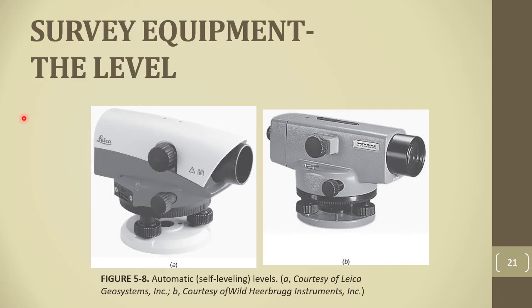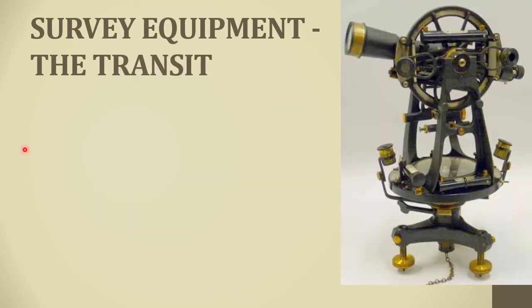We make use of equipment such as the level, which is simply a telescope that allows us to point a level line, sight a level line. Sometimes surveys will use a transit. It's a type of instrument known as a theodolite, which is an instrument that measures both horizontal and vertical angles.